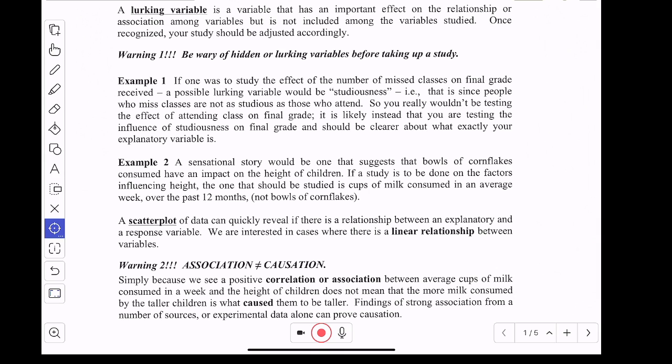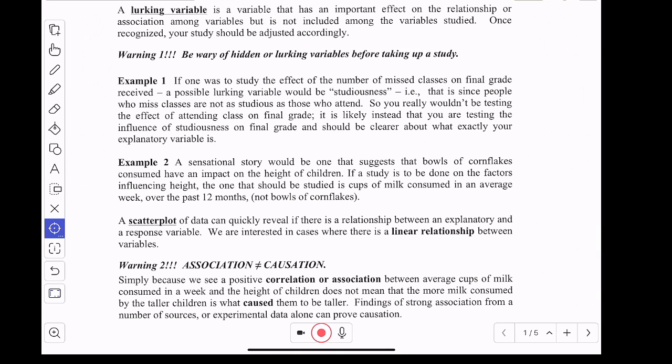So here I say that my summary, if one was to study the effect of the number of missed classes on final grade received, a possible lurking variable would be studiousness. That is, since people who miss classes are not as studious as those who attend, maybe really what's at issue is the studiousness. So that's even another possibility. So you really wouldn't be testing the effect of attending class on final grade. It is likely instead that you're testing the influence of studiousness on final grade and should be clear about what exactly your explanatory variable is. So it wouldn't be that missing classes causes you, but missing classes acts like a proxy.